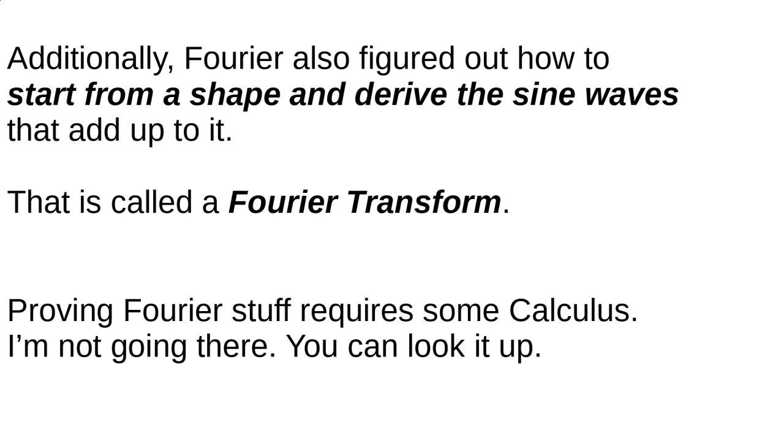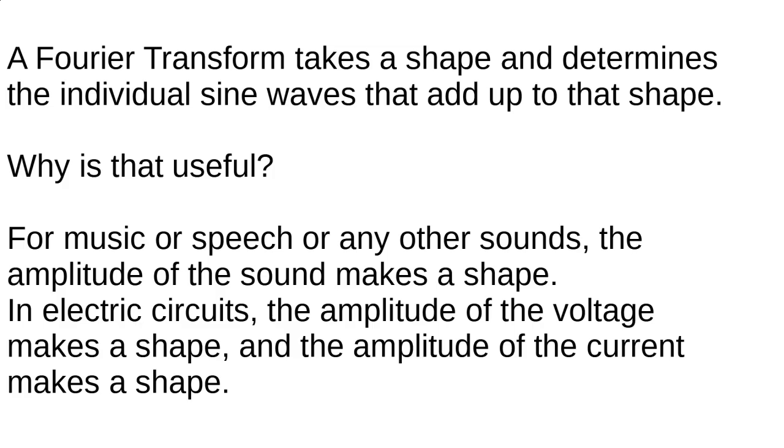Proving Fourier stuff requires some calculus. I'm not going there. You can look it up. A Fourier transform takes a shape and determines the individual sine waves that add up to that shape. Why is that useful? For music or speech or any other sounds, the amplitude of the sound wave makes a shape.